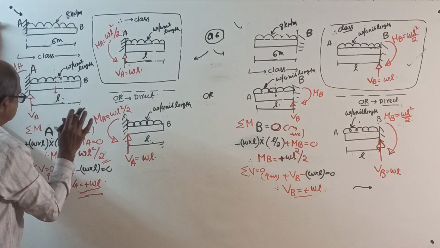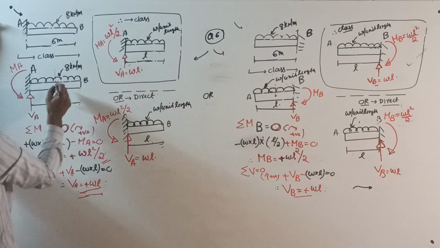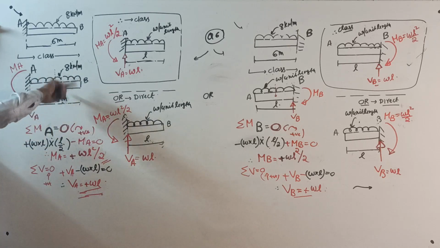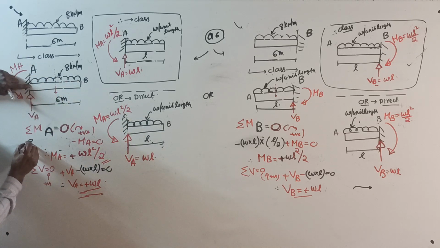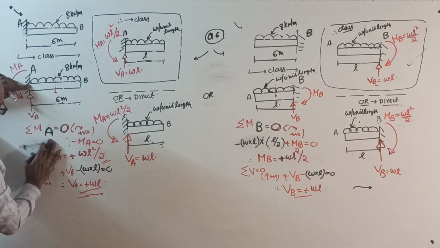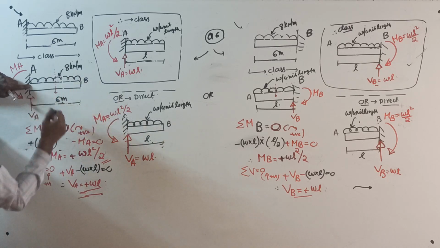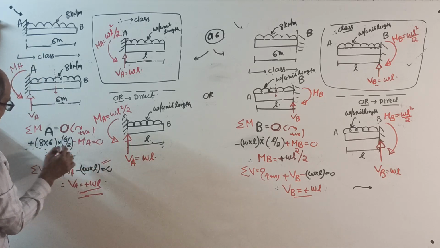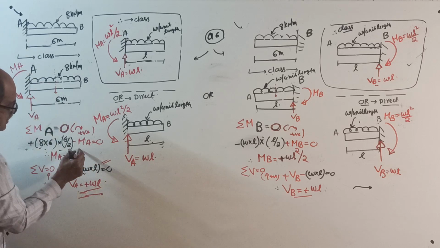Okay. Again, silent class. 8 into 6 plus clockwise. 8 into 6 is the total load. Clockwise, 8 into 6 is the total load into half of 6, minus MA equal to 0. MA will come. 48 into 3, it is plus 144, I think.